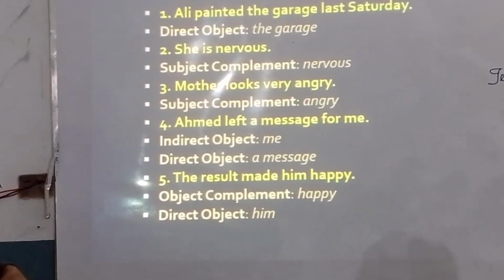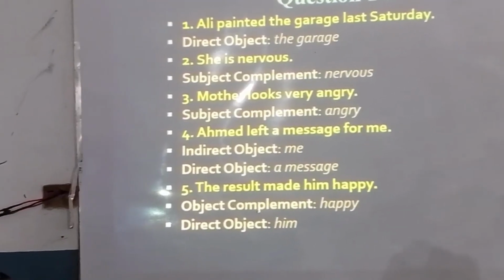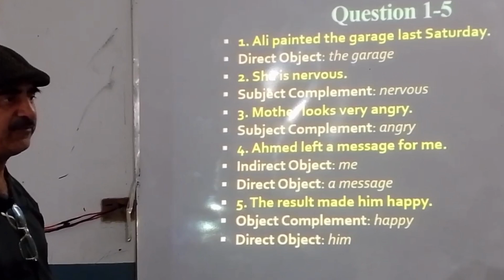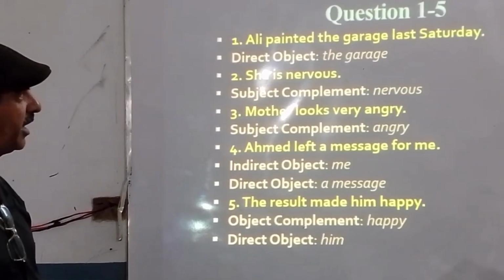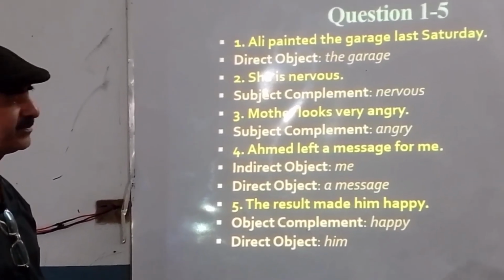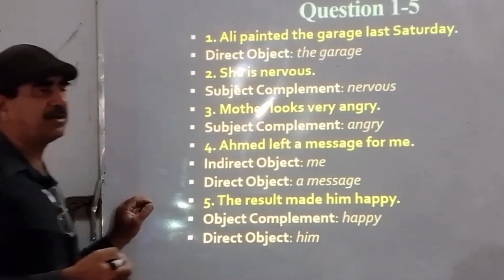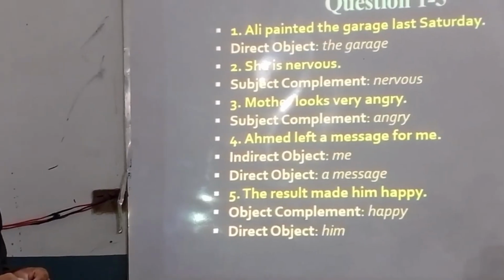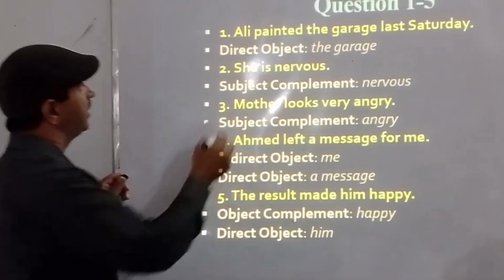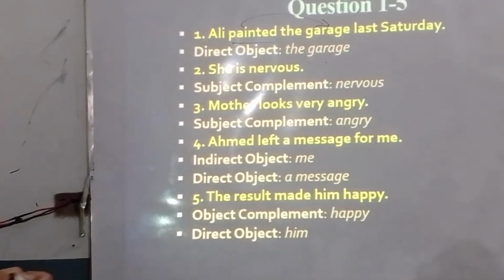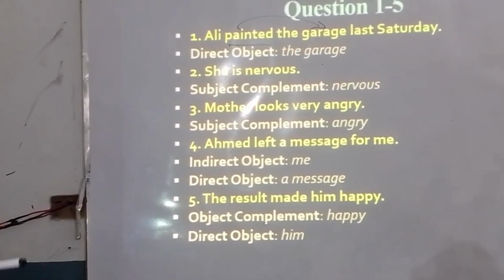Who is the action of painting directly affecting? The garage. Clear? So that's the reason the garage is what? Direct object. The action of painting is directly affecting the garage. The garage is direct object.